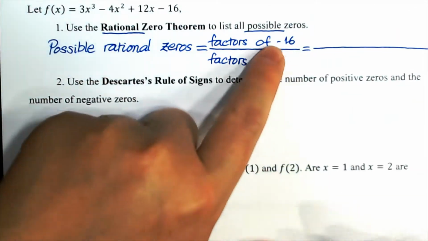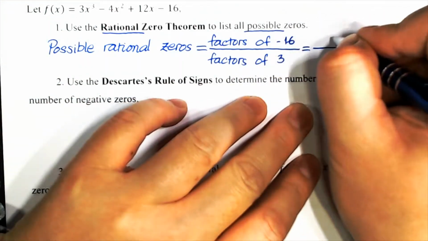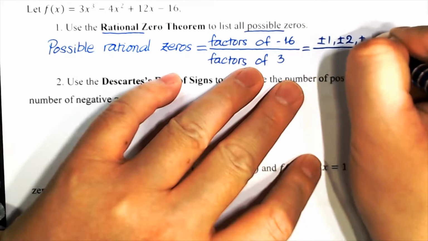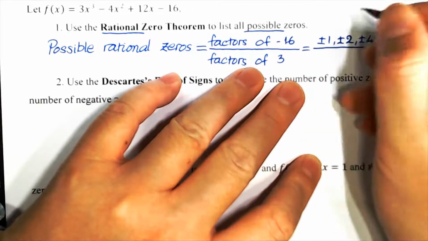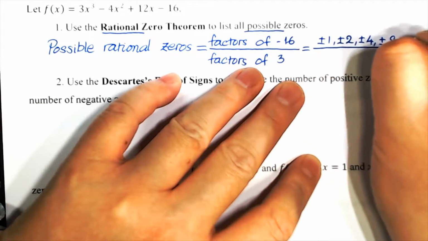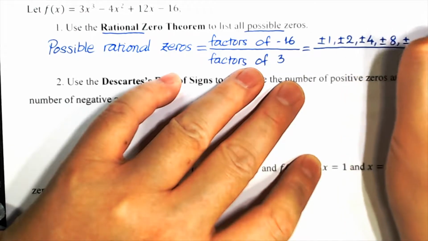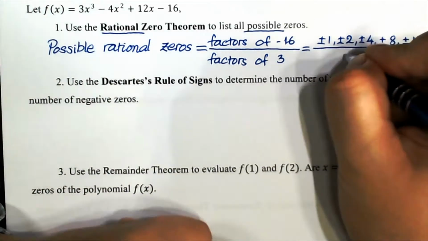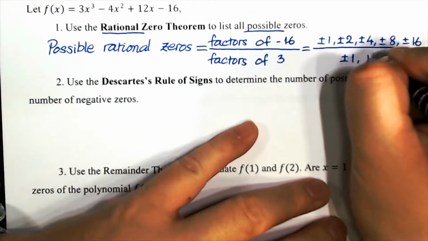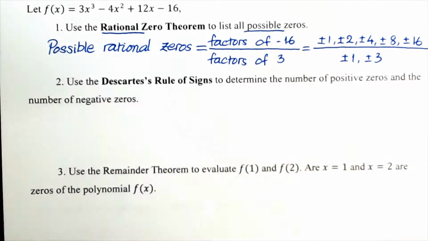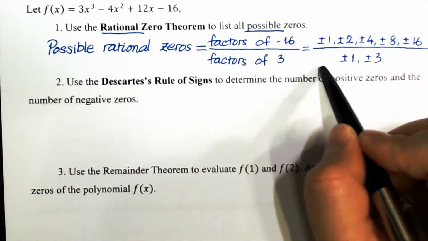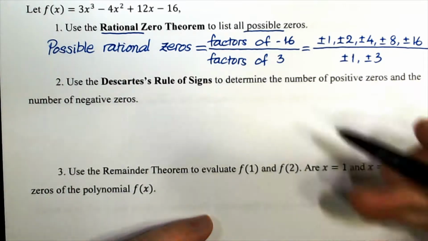Now list them. Factors of 16: plus or minus 1, 2, 4, 8, and 16. Factors of 3 will be just 1 and 3. Right. And then we will take every factor of 16 divided by each of the factors of 3.